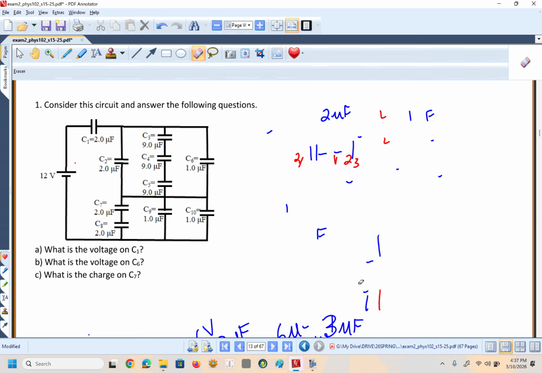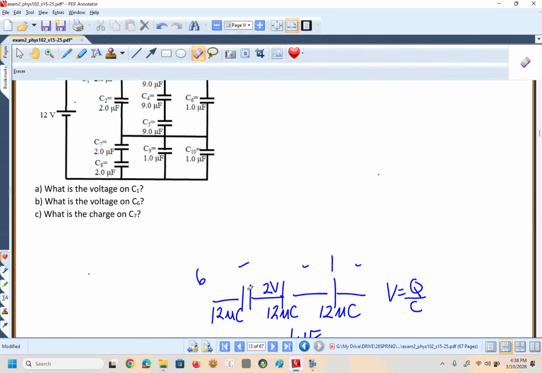The hard part on these is redrawing the circuits. I mean, working out the circuits is hard too, but redrawing the circuits can be difficult into some form that is, you know, easier to read.